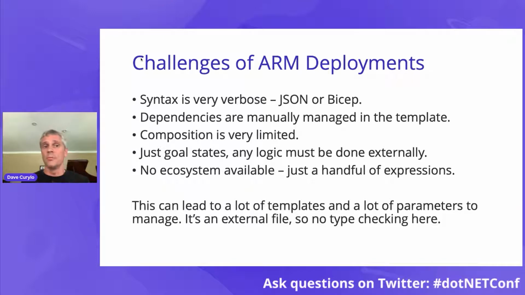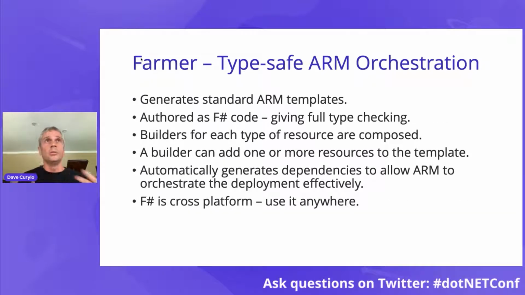Challenges of them. The syntax is very verbose. They're in JSON or Bicep, and this is the same on AWS. So there's ARM deployments, there's CloudFormation. In either case, they're very verbose. You have to define all of your dependencies, and being in these big files, your composition is pretty limited. As an F# developer, you probably like to compose lots of things together, but it's hard to do that when they're in a bunch of loose files. The ARM template just represents the goal states and the dependencies between them. Any logic you might want has to be done externally, and you don't really have an ecosystem. So this generally leads to a lot of templates and a lot of parameters to manage, and it's an external file in JSON. There's not really any type checking. So all those things that you have as an F# developer, you lose.